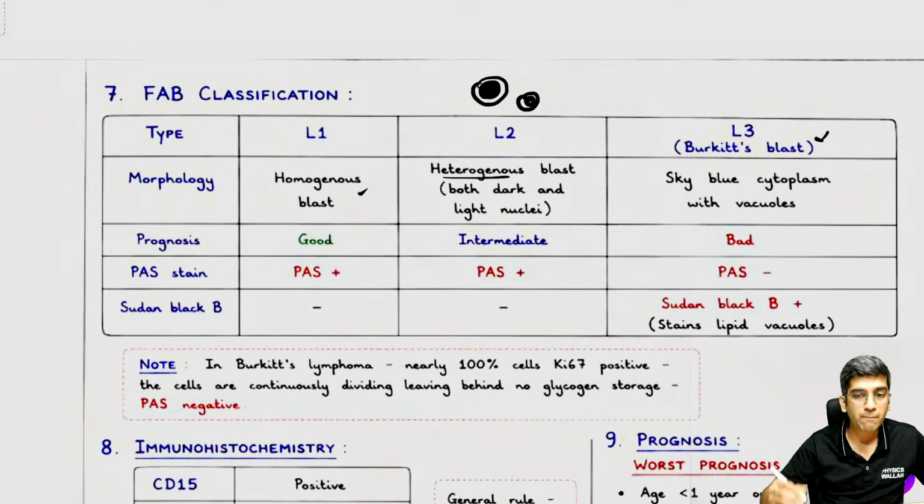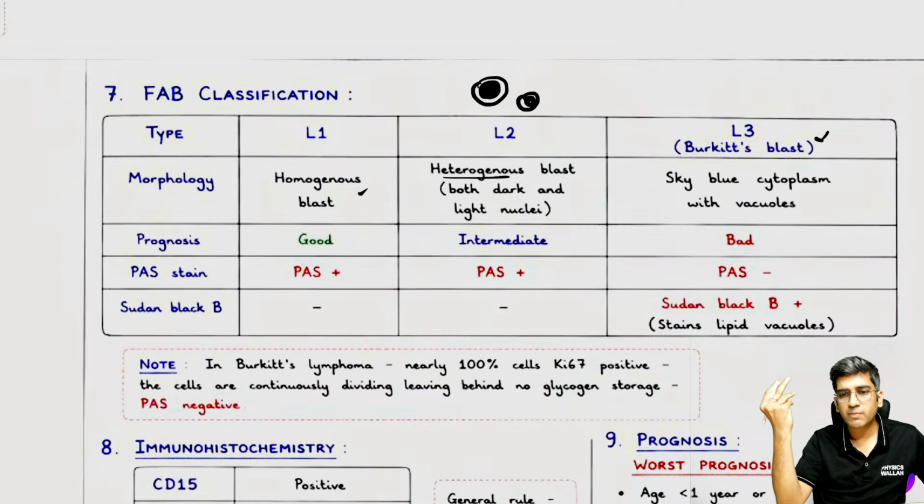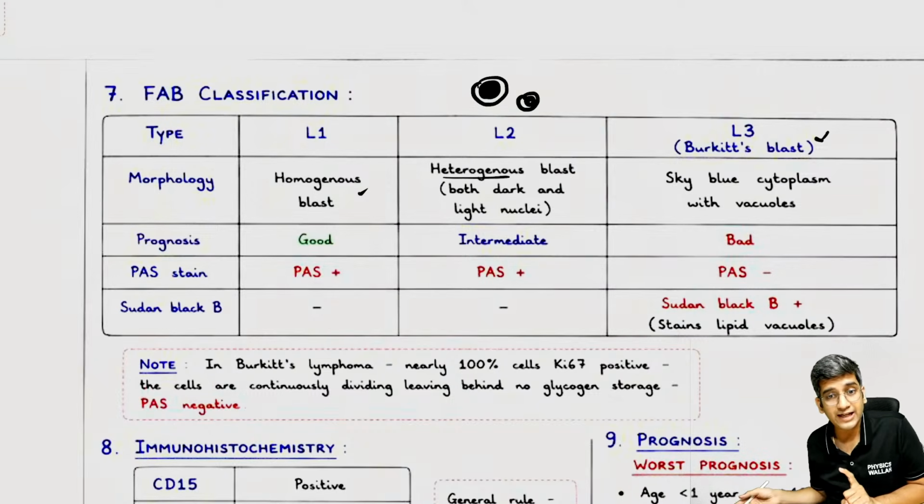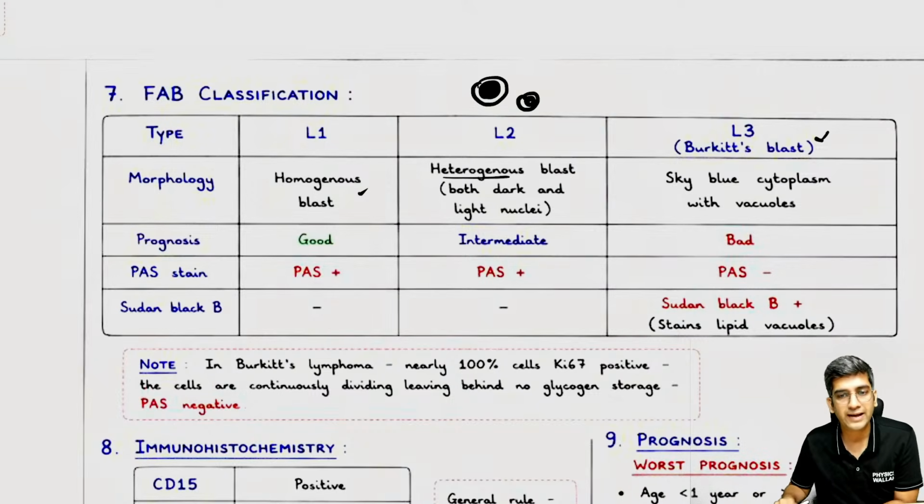L3 blast, the Burkitt's blast we saw. Fine. It's involving the bone marrow, that's all, right? If it involves the bone marrow, it will expand the bone marrow, make it very thin and become painful. Not just for ALL, it's true for every leukemia, the bone pain and the sternal tenderness.